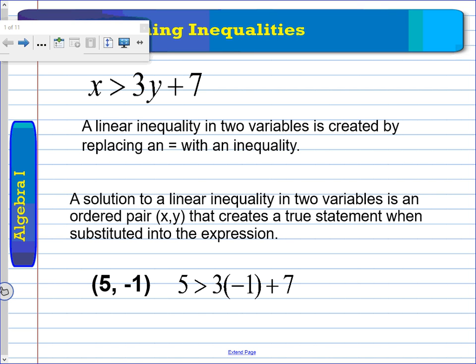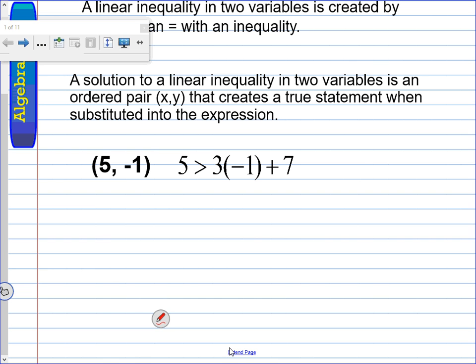Pretty straightforward. A solution to a linear inequality in two variables is an ordered pair (x, y) that creates a true statement when substituted into the expression. If we look at the inequality up above, x is greater than 3y plus 7. Down at the bottom, we are testing (5, -1) to see if that's a solution. So we're plugging in 5 for x and -1 for y, and then testing to see if that makes a true statement.